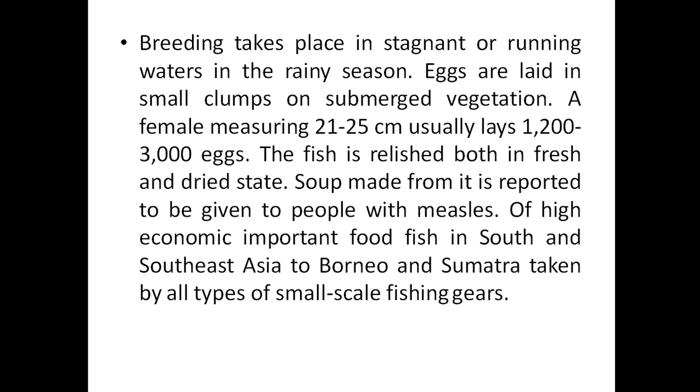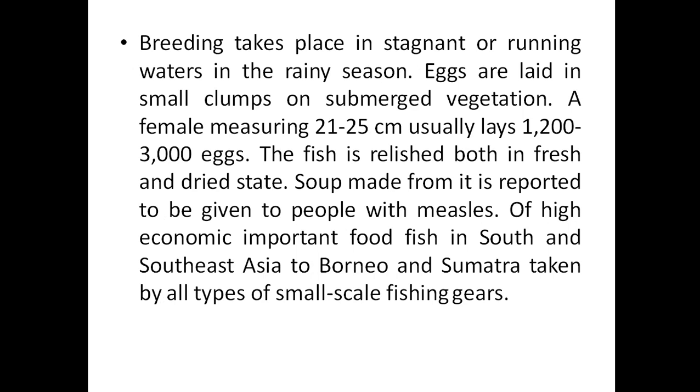The breeding can take place in the stagnant water or in running water, but it is in the rainy season. So now the rainy season has started, and this is the breeding season for this Notopterus. Eggs are laid in small clumps. What it does is, a few eggs are tied together in small clumps and they are put on some submerged vegetation. A female measuring 21 to 25 centimeters can lay about 1200 to 3000 eggs.